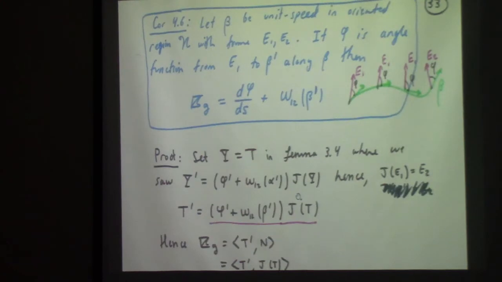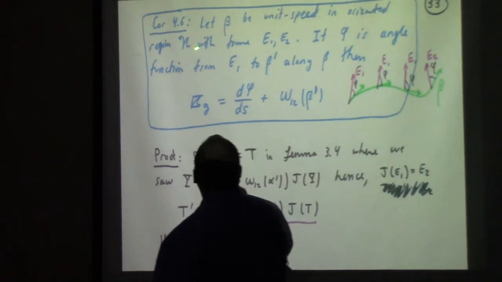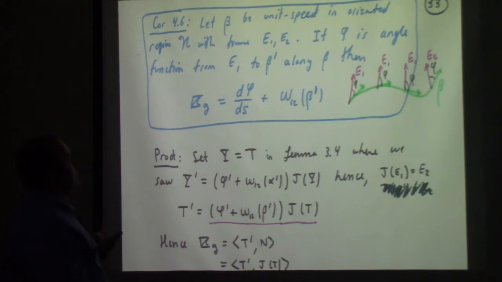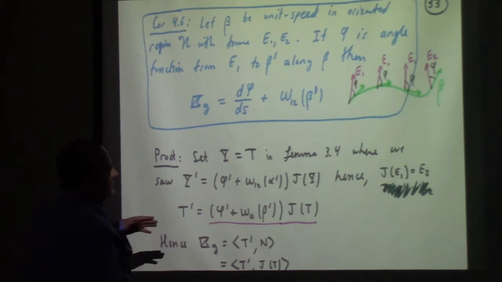What is really cool is that there's a formula, Corollary 4.6 here. If we have a unit speed oriented curve in an oriented region with frame field E1, E2, and phi is the angle from E1 to the velocity field of the curve, it's an angle function, really. Then the geodesic curvature is given, so here's a picture.